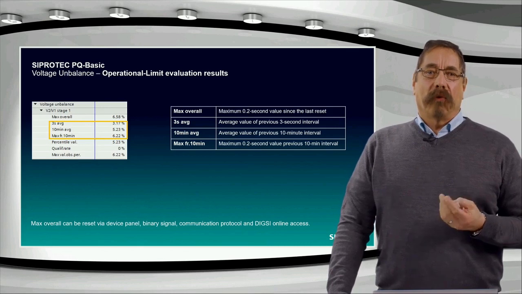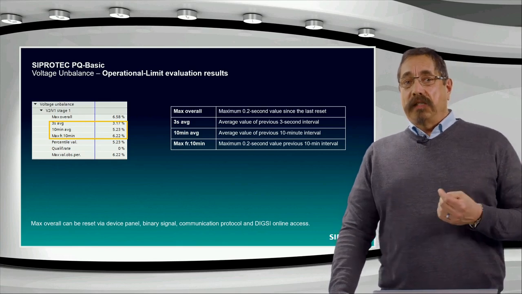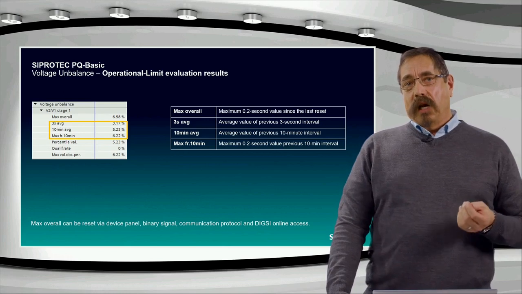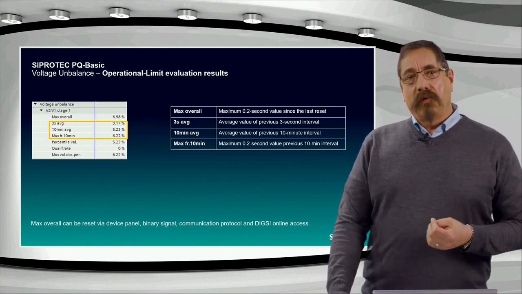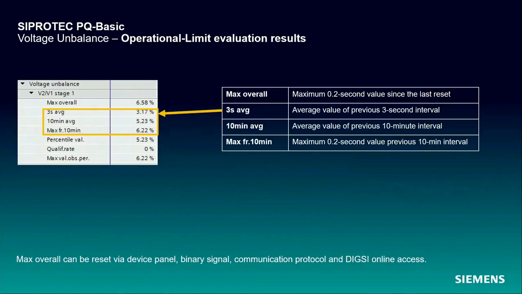Let us begin with the operational limit. It checks the actual 3-second average value against the threshold. As soon as the limit is overstepped, a warning will be fired, and the following 3 evaluation details are logged: the violated 3-second average value, which was the trigger for the new log entry, the latest 10-minute average value, and the last 0.2-second maximum value in between the previous 10 minutes.